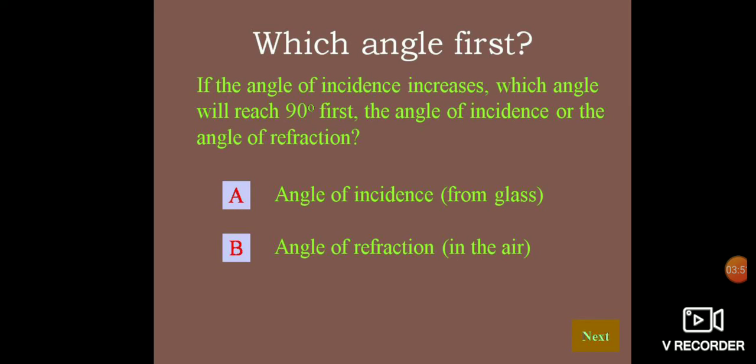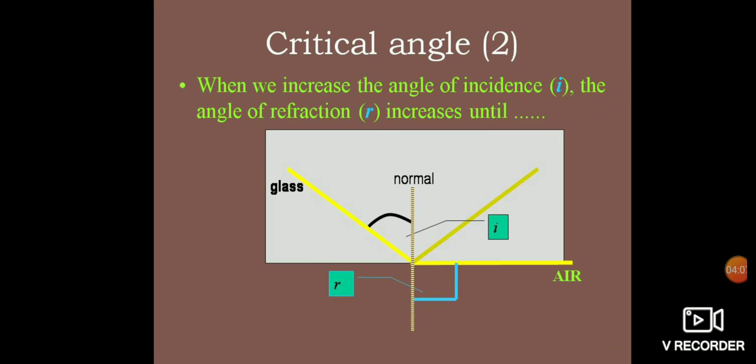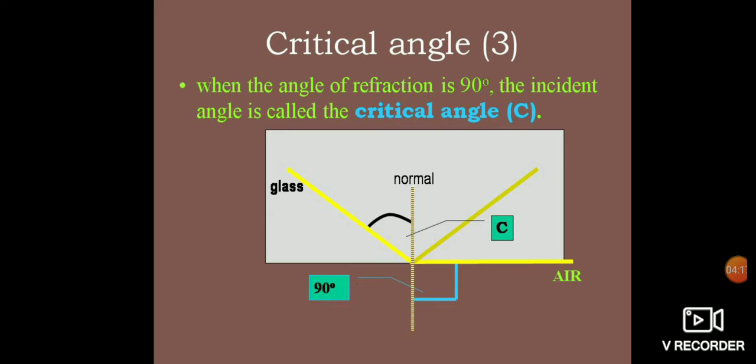Which angle first? If the angle of incidence increases, which angle will reach 90 degrees first, the angle of incidence or the angle of refraction? A, angle of incidence in glass, B, angle of refraction in air. When we increase the angle of incidence i, the angle of refraction r increases, until the angle of refraction is 90 degrees. The incident angle is then called the critical angle C. This is the critical angle C shown in the diagram. It makes 90 degrees with the normal in the air.